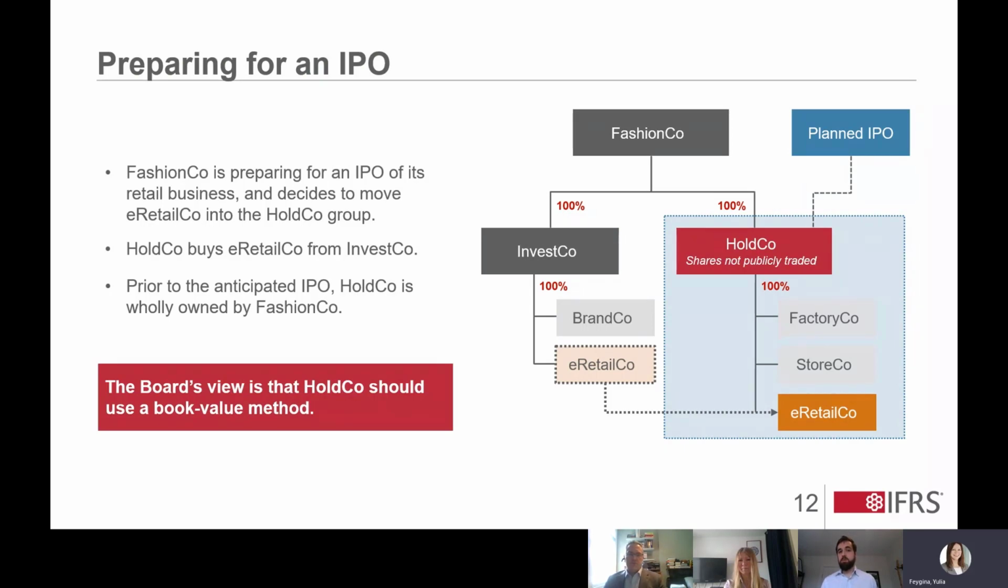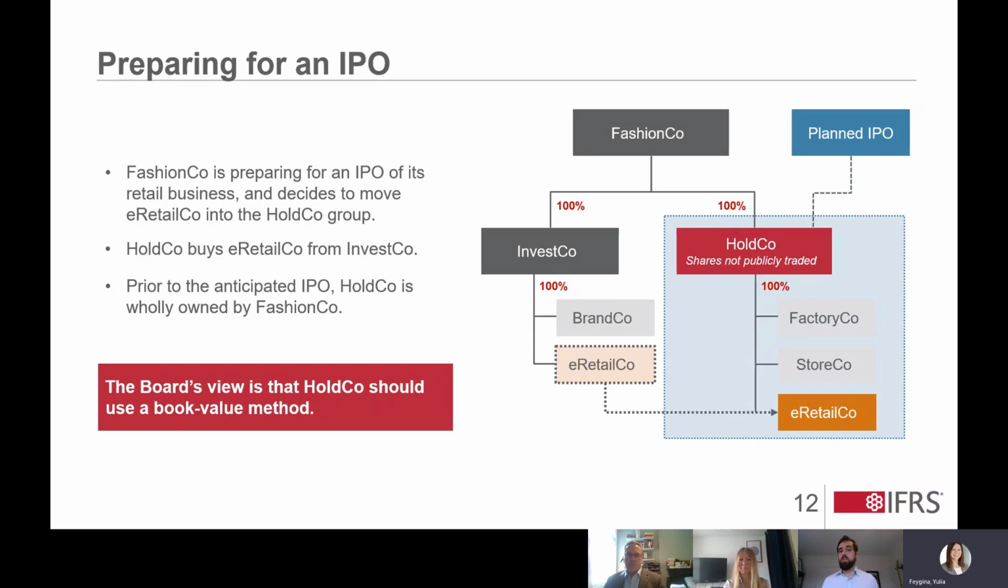This is because, from the point of view of future investors in the IPO, it doesn't matter how a combination has been structured and whether the group even needed to undertake a restructuring in preparation for the IPO. They would be newly investing in the same businesses, regardless of whether e-retail co. has moved under Holdco, or whether the Holdco subgroup had been moved under e-retail co. A book value method would generally provide consistent book value information, regardless of how a reorganization is structured. In contrast, if the acquisition method were applied in this scenario, the prospective investors would receive different information depending on how Fashion Co. structured the combination.